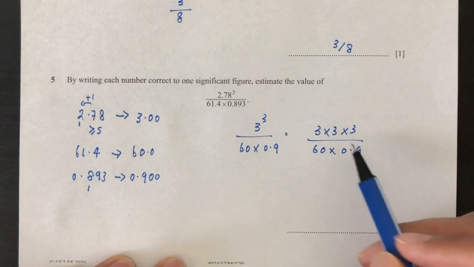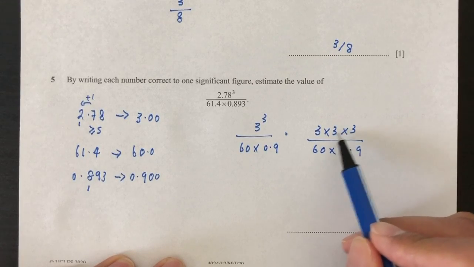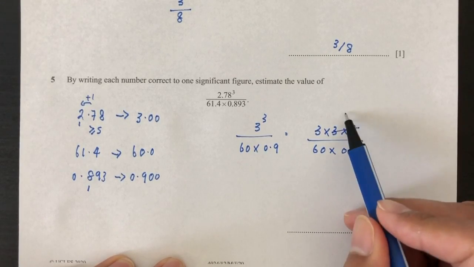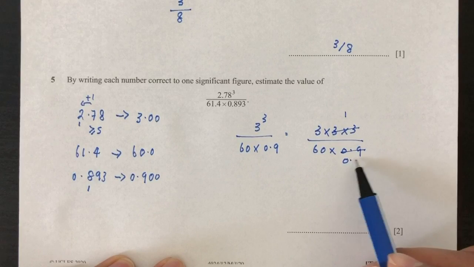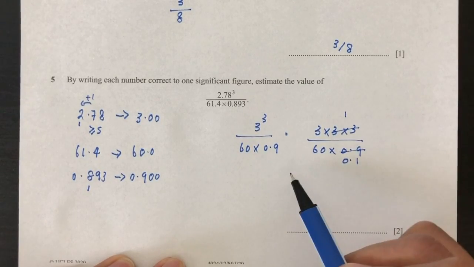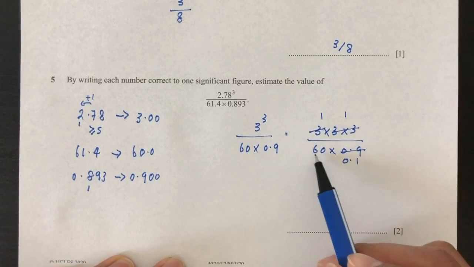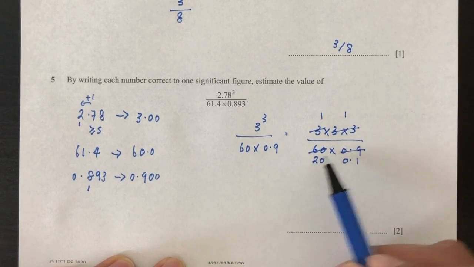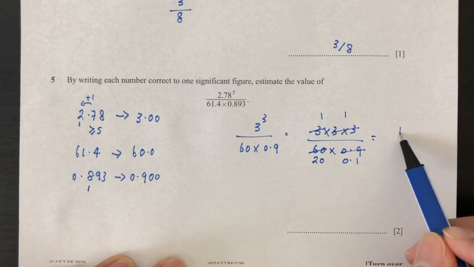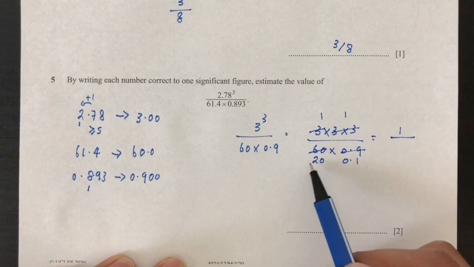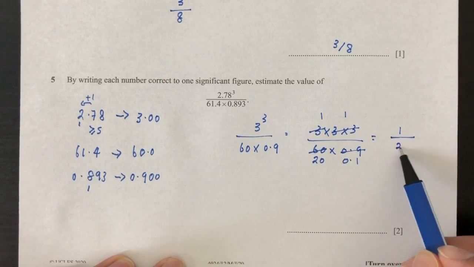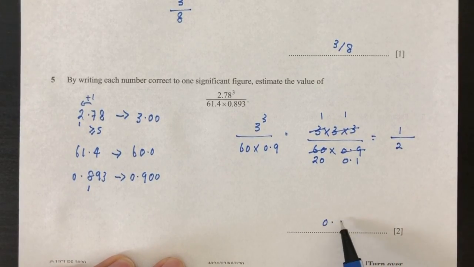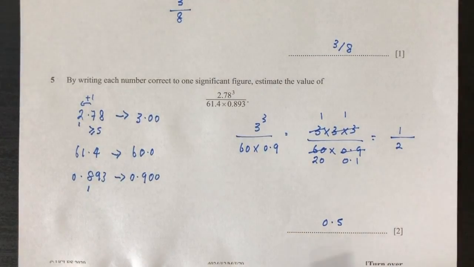You can simplify. We know that 3 times 3 is 9. Let's say if you divide by 9, you will have 1. You will have 0.1. If you divide by 3, you will have 1. You will have 20. Now, if you put this, simplify, 1 times 1 is 1 over 20 times 0.1 is 2, which is half, which is 0.5, or half. Okay, that will be question number 5.